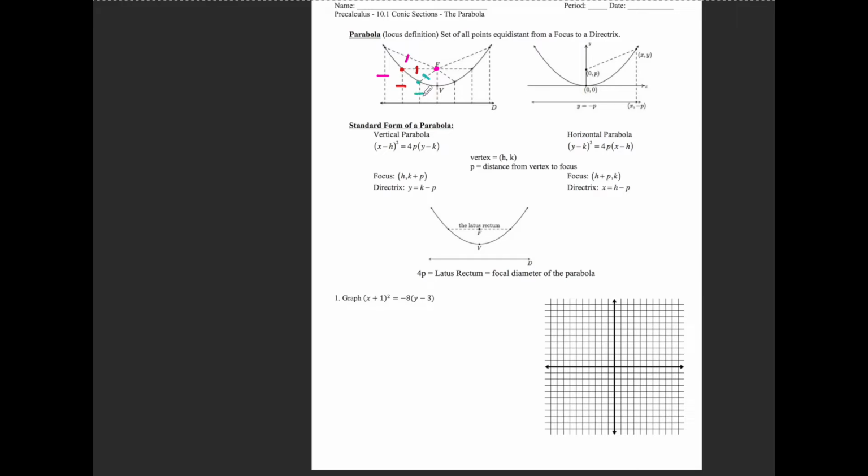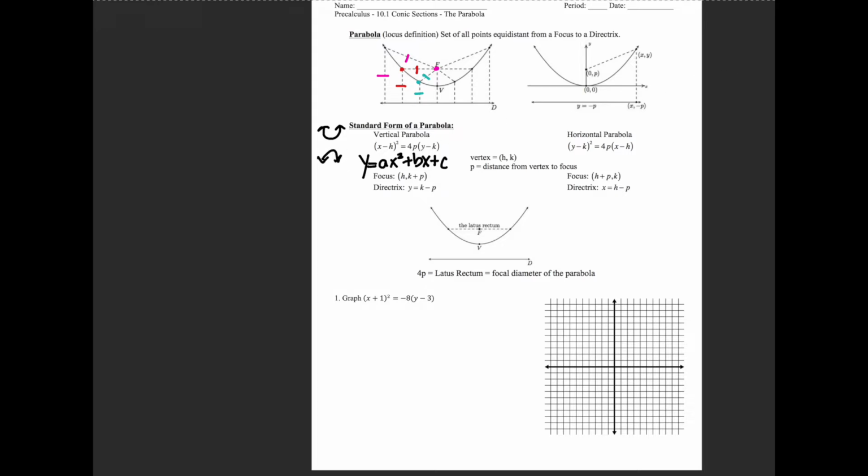So you've graphed parabolas before. Every time you've graphed them, in Algebra 1 and Algebra 2 and so on, your parabolas could always have been written in the form ax squared plus bx plus c. And those parabolas all either opened up or opened down.